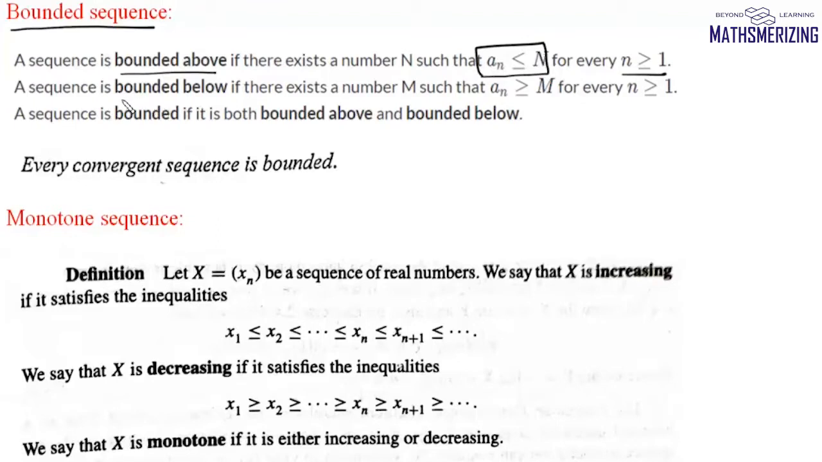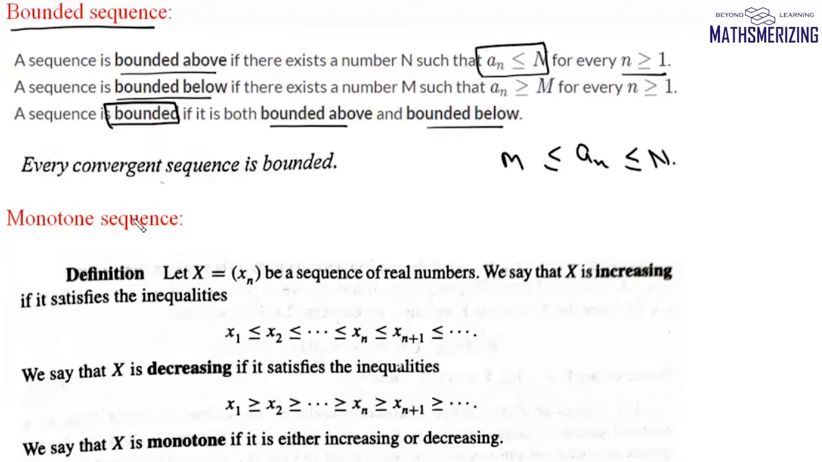In the same way, we can say a sequence is bounded below if all the terms in the sequence are greater than or equal to some number m for all n greater than or equal to 1. And we say that a sequence is bounded if it is both bounded above as well as bounded below. That is, all the terms of the sequence are greater than or equal to some number m but less than or equal to some number n. Then we say the sequence is bounded.